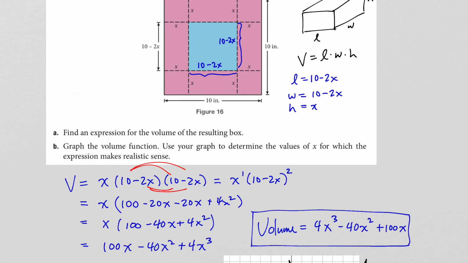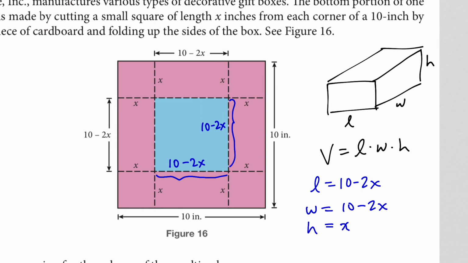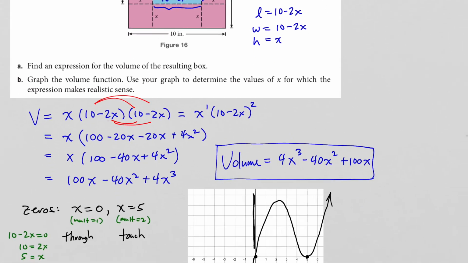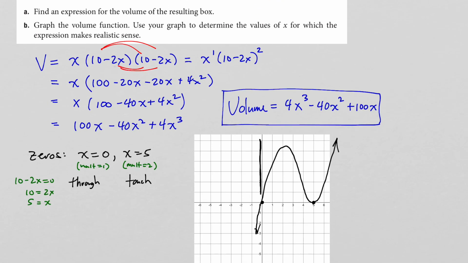Remember, x in this problem is the piece that they are cutting out. So you're cutting out x inches on the corner here, on all of the corners. So we know that the amount that you cut out can't be negative. So we know that x can't be negative. So this part of the graph doesn't make any sense.